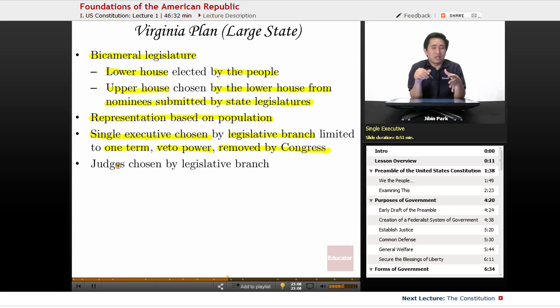Now, what's interesting is that everyone basically knew that George Washington would eventually fill this post. But the founding fathers were probably thinking beyond George Washington: what do we do after the first president of the United States? And judges were chosen by the legislative branch. So this clear separation of powers was not really seen in the Virginia Plan.